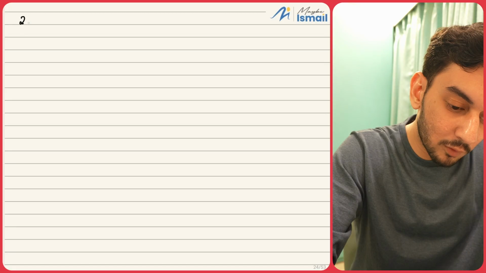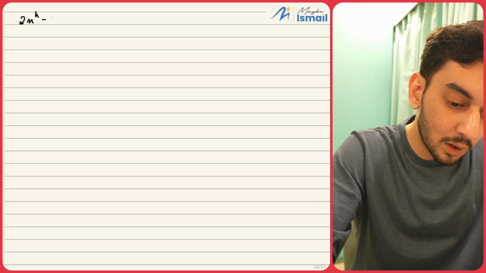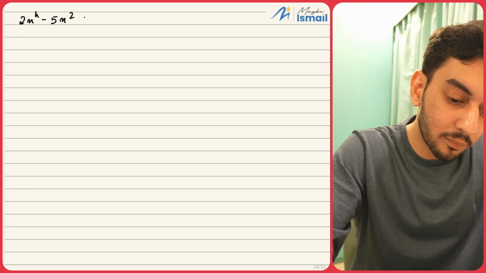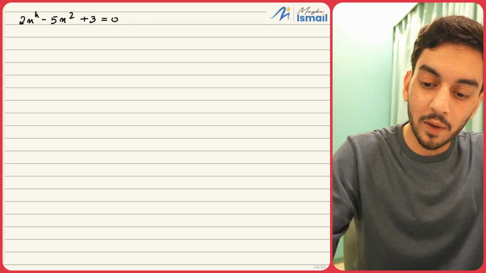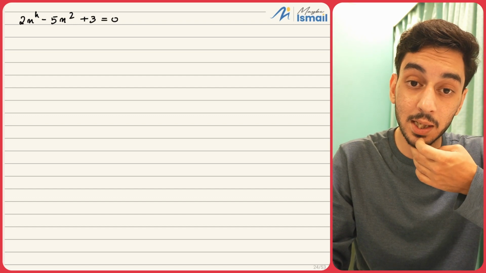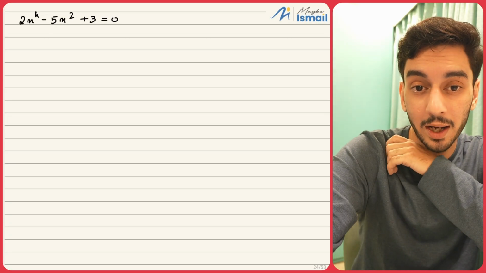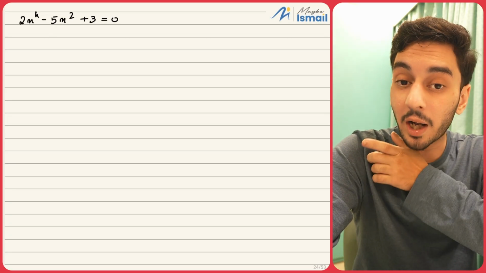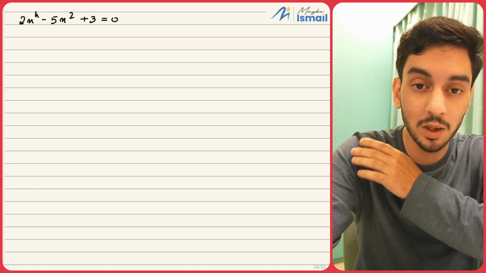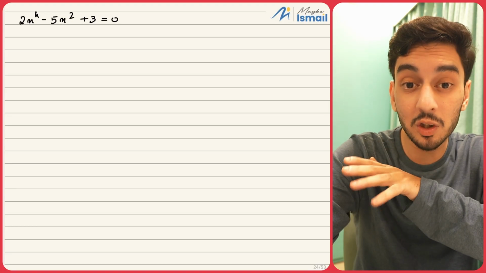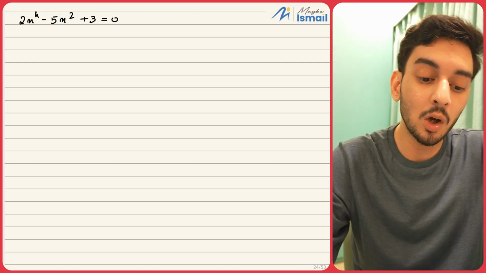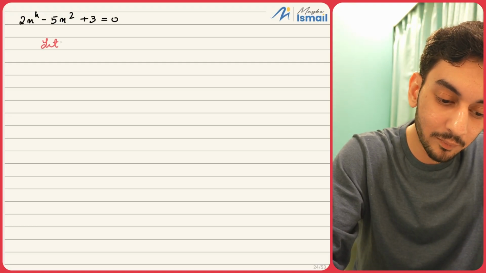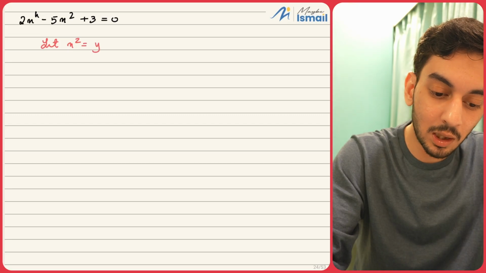So the first one which I have over here is 2x raised to 4 minus 5x square plus 3 is equal to 0. If I look very carefully in this question, the equation does not look like a quadratic equation, and the reason for that is the power of x. The power of x over here is 4, and in a quadratic equation we need the power of x to be equal to 2, which does not hold true in this question. What I can do is I can say let x square be equal to y.